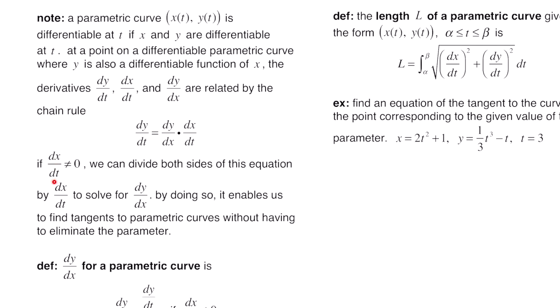Next it says if dx/dt is not equal to 0, we can divide both sides of this equation by dx/dt, and that will let us solve for dy/dx. So right here's your dy/dx. When we divide both sides by dx/dt, it gives us our expression for dy/dx, which is our slope. By doing so, it enables us to find tangents to parametric curves without having to eliminate the parameter, so we can still find dy/dx.